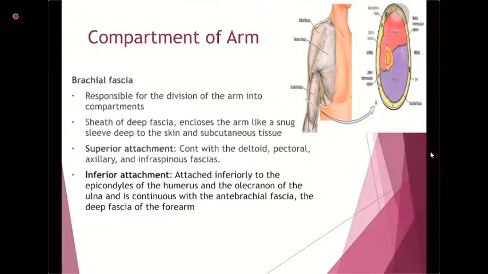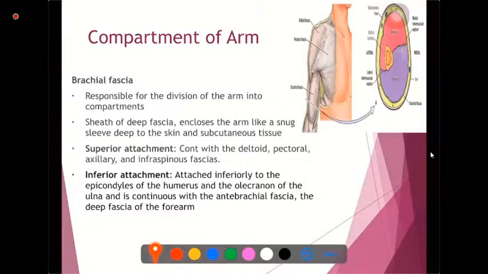So skin, subcutaneous tissue, and then the deepest layer is the brachial fascia, and deep to the brachial fascia is where you will find your muscles. It will send septums to the bone. You can see here, this is your brachial fascia surrounding the muscles, deep to the subcutaneous tissue and the skin, and then it sends this septum, known as the intermuscular septum because it's in between muscles, to the bone, and it will divide the whole region into anterior and posterior.